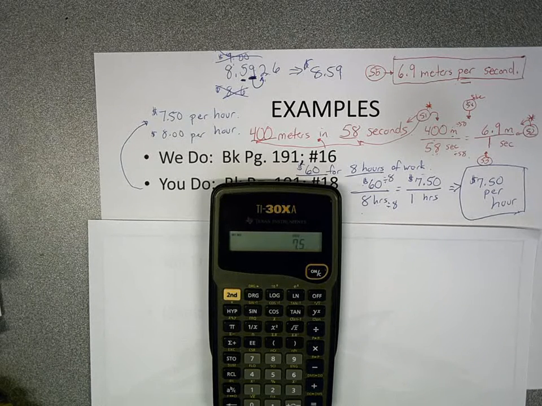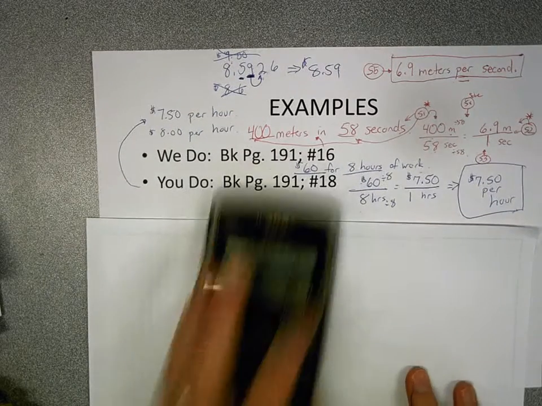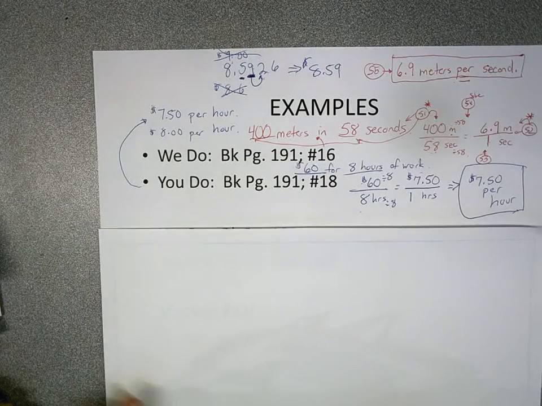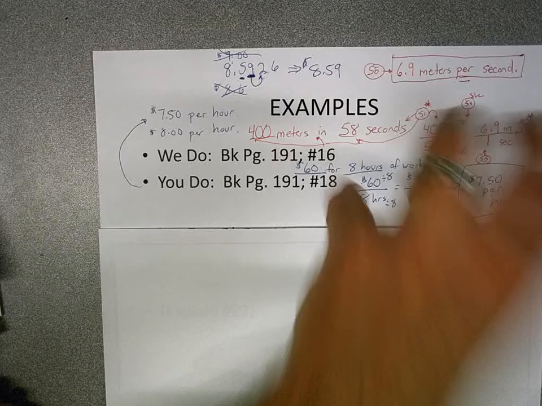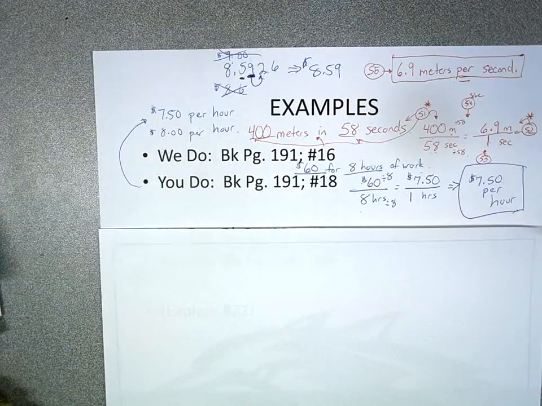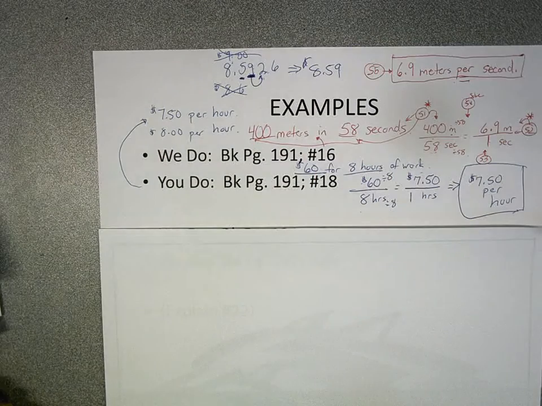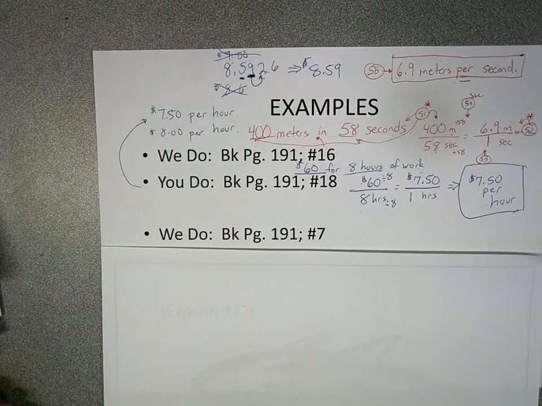All right, guys. Any other questions? Okay. Now what we're going to do, this is the basics. Now we're going to use this skill to find a unit rate. We're going to use it to solve an actual real life word problem. So here's what we're going to do. Let's take a look at problem number 7.